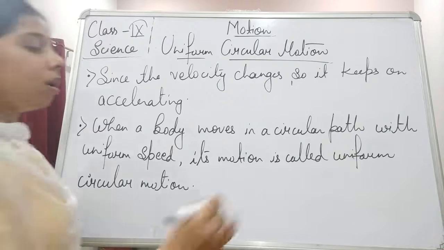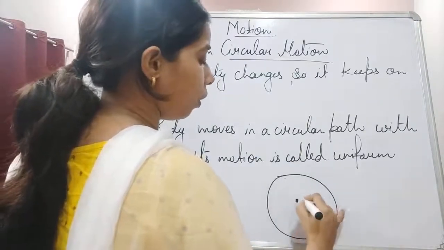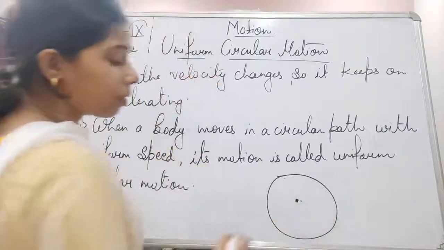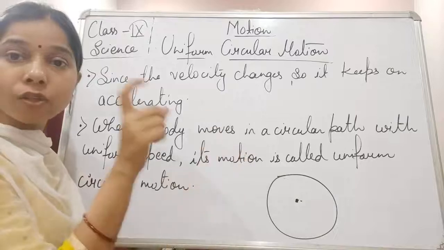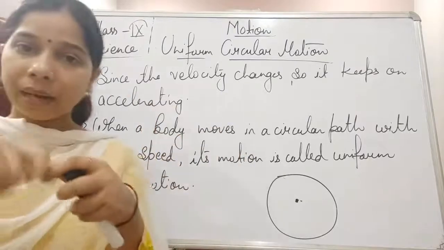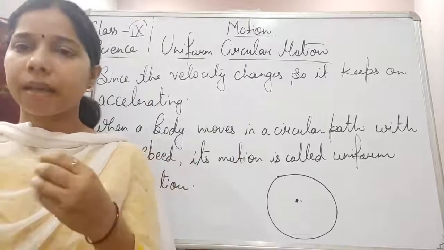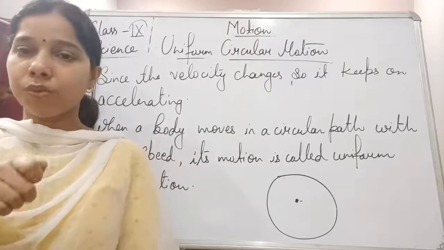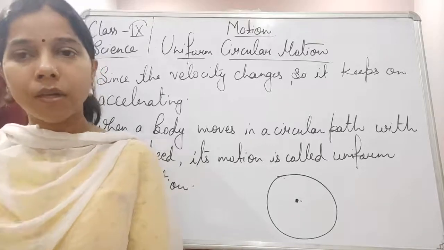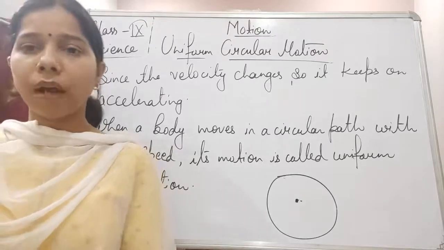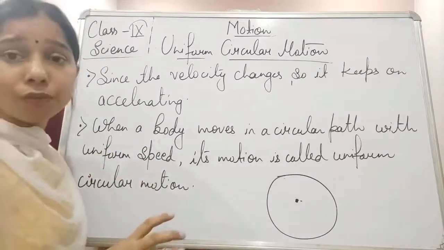If a body is moving in a circle, suppose a person is standing in the center and he has taken a stone and bound it with the help of a rope or a thread. Now he holds one end of the thread and keeps on rotating the stone in a circle. Then it will continuously move in a circle, and that kind of motion is what?